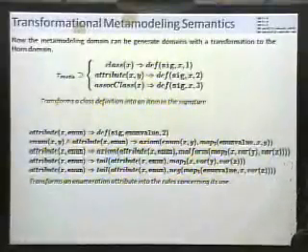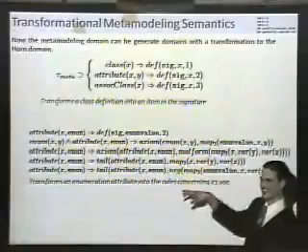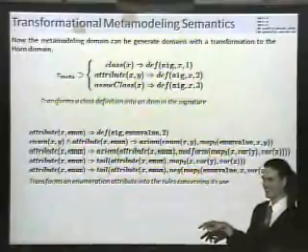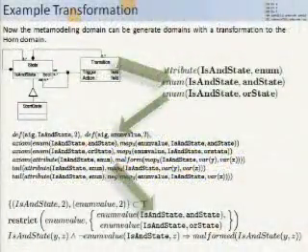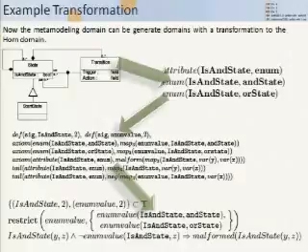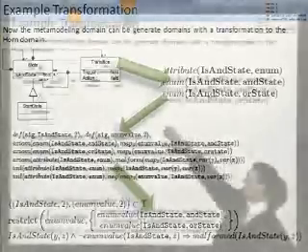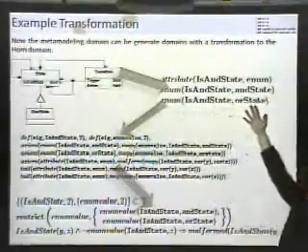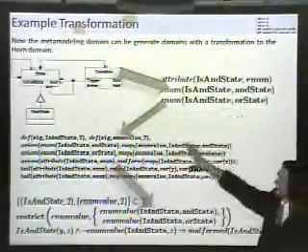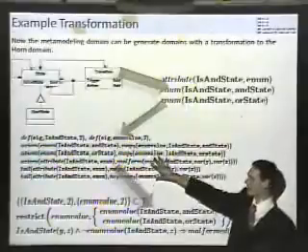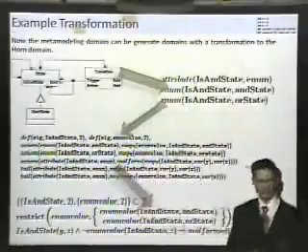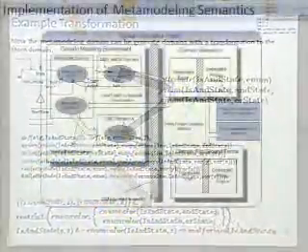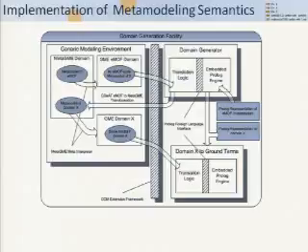Here's an example. Okay, so an example transformation you can see here is that you go from a metamodel, you describe it as a set of terms, you apply the transformation, you get this set of terms that encode the domain, and then you just apply the inverse, and you get the precise definition.